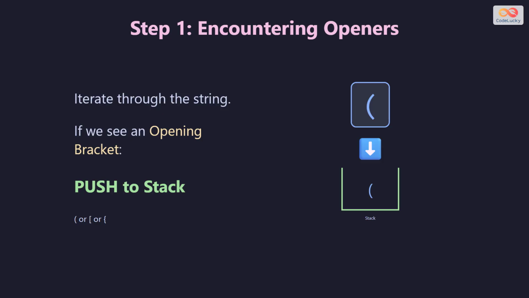Here is the algorithm. We iterate through the string one character at a time. If we see an opening bracket, whether it is round, square, or curly, we simply push it onto our stack. We are saving it for later, waiting to find its matching pair.